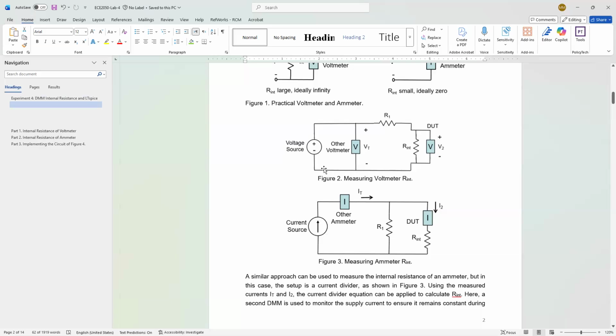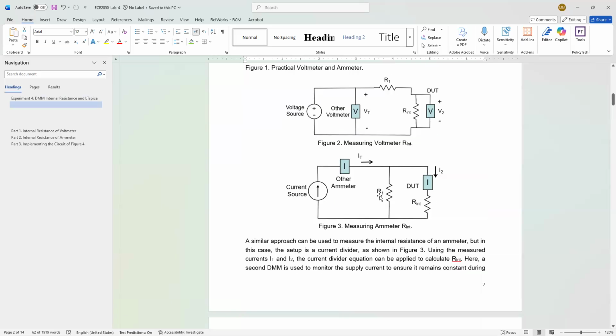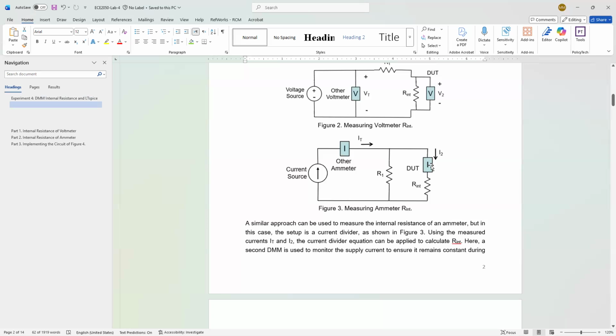For the second one here, guys, I want to measure the internal resistance of an ammeter. So as you see here, I'm gonna connect the ammeter in parallel. Again, please don't be confused. Always we connect any ammeter in series to measure the current. The current you want to measure has to go through the ammeter. So that's why it has to be series. However, only in this lab, I'm gonna connect it in parallel.